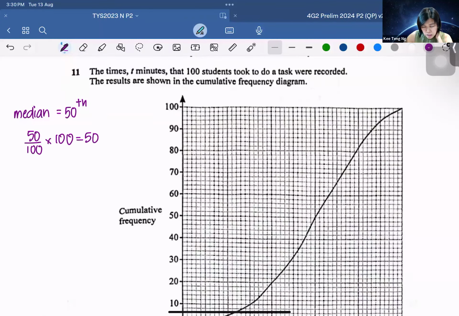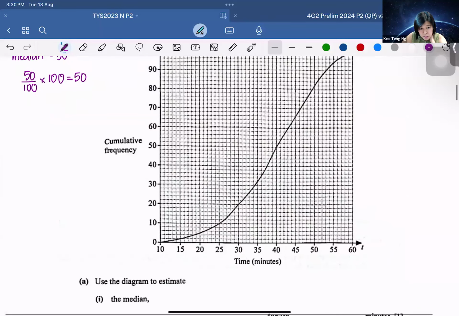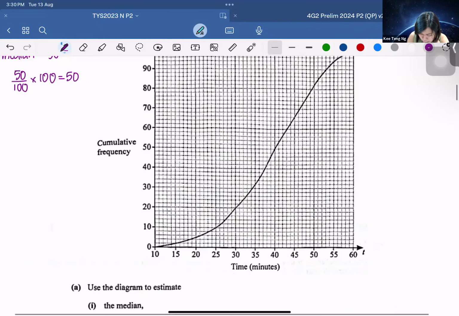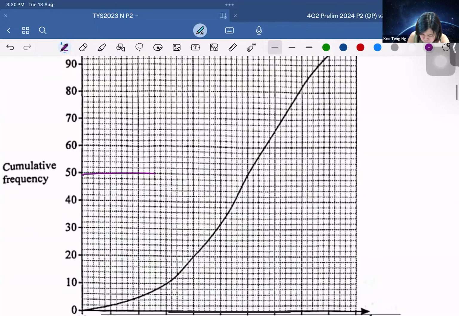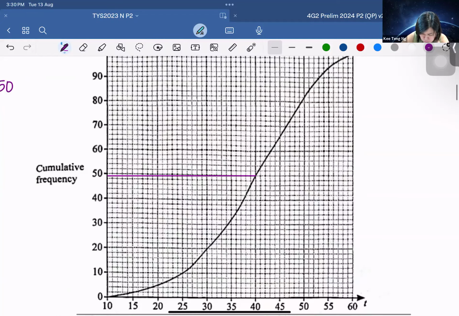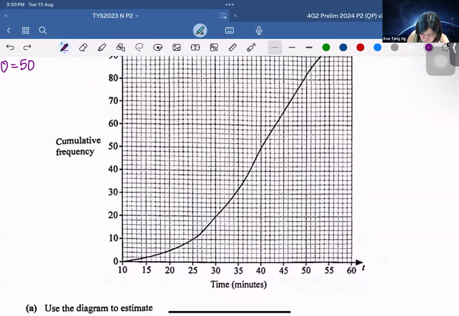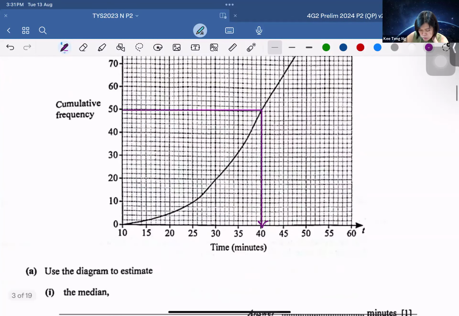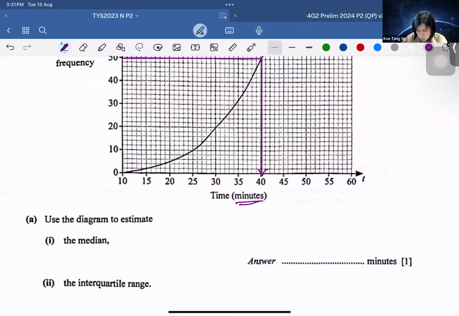I look at the 50th position, but is that my median? That is not my median value. I need to draw a line and read from the graph. And my number here is 40. There is a unit, so my median is 40 units.